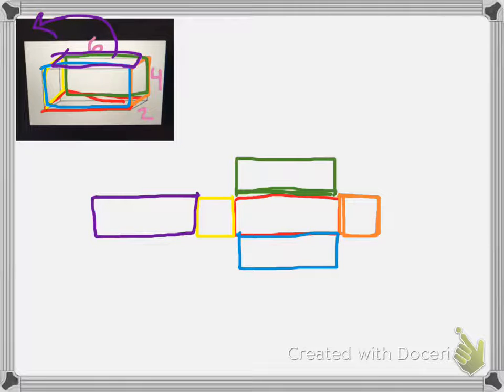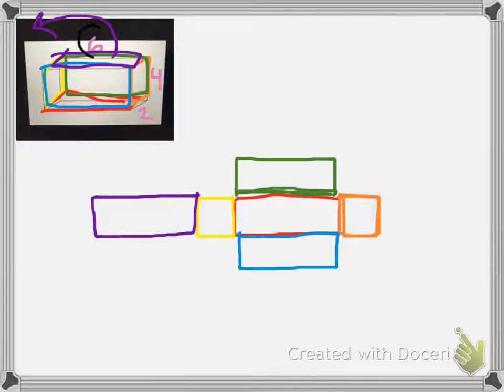So you know from some of the other videos that I've showed you that you can draw nets for 3D shapes in different ways. So this isn't the only way you can draw the net, but it works for me, and hopefully you can figure out what's going to be the best way for you to draw the net for yourself. So what I want to do next is label my sides.